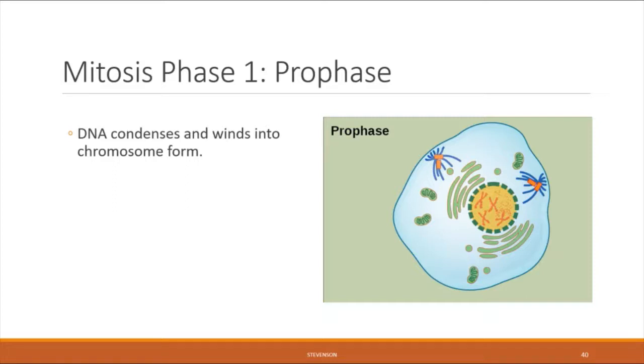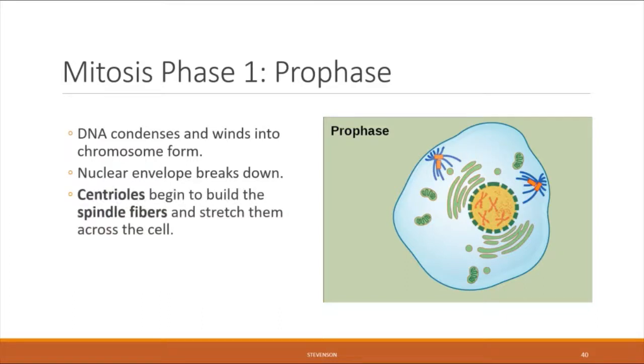We can see this happening in this image right here inside of the nucleus, where these little 4-armed structures are gradually taking shape. In addition, during prophase, the nuclear envelope, which is the membrane that surrounds the nucleus of the cell, breaks down. Centrioles, which are structures that are responsible for building another structure called spindle fibers, assemble these fibers and begin to stretch them across the cell.